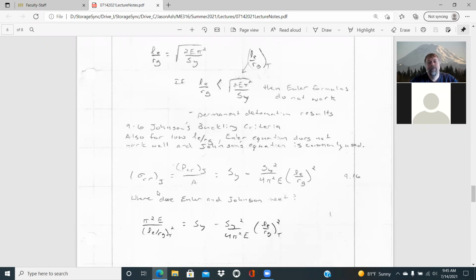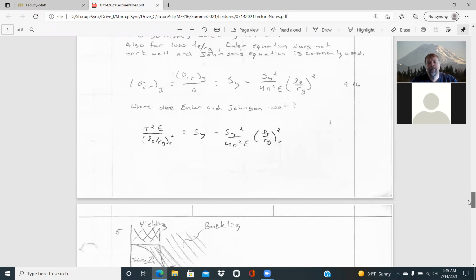Let's see. What we're doing now is asking where do Euler and Johnson meet? And so it would meet at that tangent point where the critical stress would be pi squared E over the slenderness ratio squared at that tangent point. And that's equal then to the Johnson equation as well. And so this is Euler's equation on the left and Johnson's criteria on the right is what we're seeing.